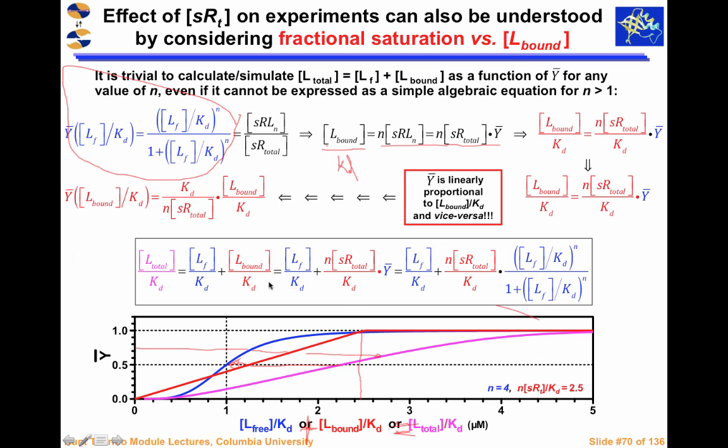I'm sorry, this is a simple mathematical description of L total, the ratio of L total to KD as a function of LF, KD, and NSRT, right? And so this is a complete description of the binding experiment. Now, we cannot easily invert this equation to get fractional saturation as a function of L total, right? L total over KD is a simple closed form function of LF over KD and NSRT. L total over KD is a simple function of all the parameters.